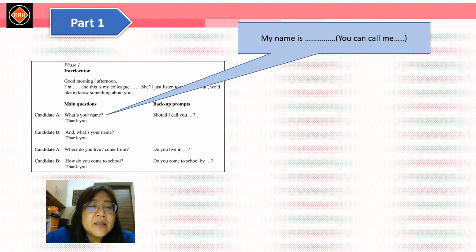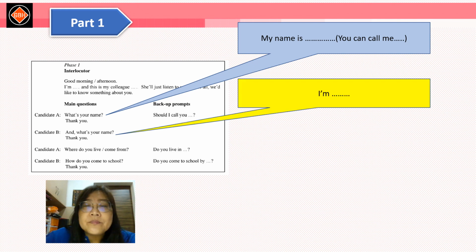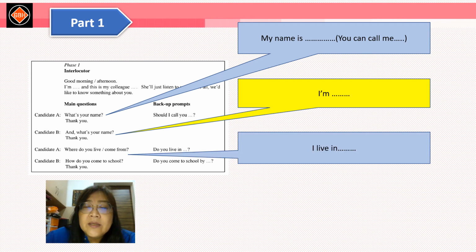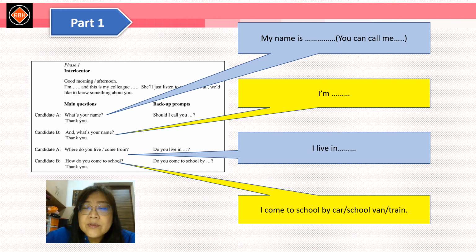And for the second candidate, the question is, and what's your name? You can say, I am Emily Tan, and later on the interlocutor is going to say thank you. The next question for Ali will be, where do you live, Ali? So the answer is, I live in Taman Bahagia. And for the second candidate, candidate B, how do you come to school, Emily? So the answer is, I come to school by car.